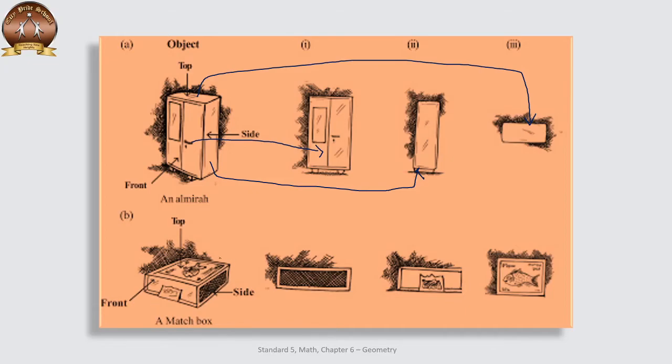Now this is a matchbox over here. From the top, it looks something like a square. From the side, it looks like this. From the front, it looks like this. So there are 3 views of this matchbox also.